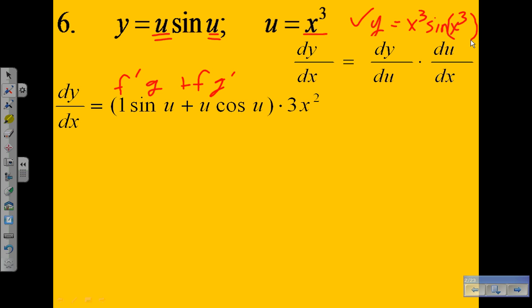So how did you get 1 sine u plus u cosine u? I took the derivative of this expression using the product rule. The derivative of the first term u is 1, times the second, which is sine, plus the first term u times the derivative of sine, which is cosine of u. Okay? So f prime g plus f g prime. All right?